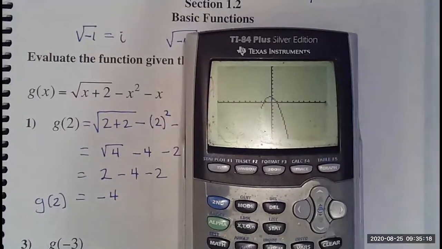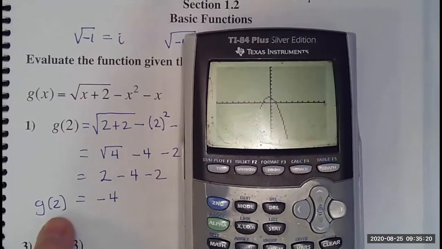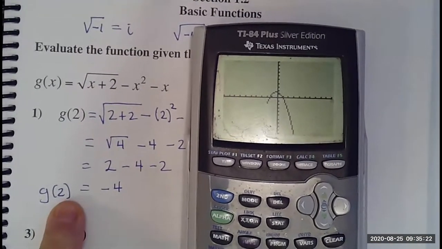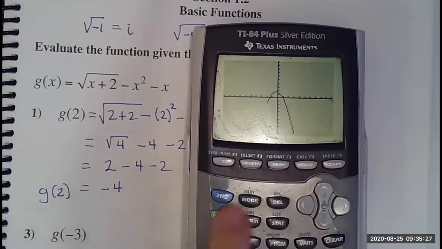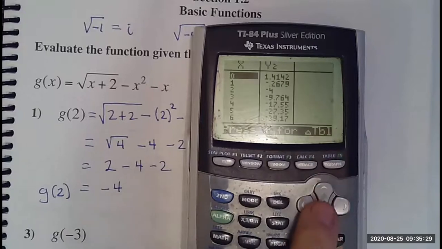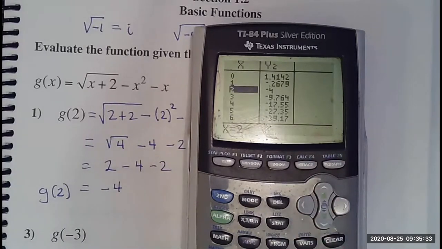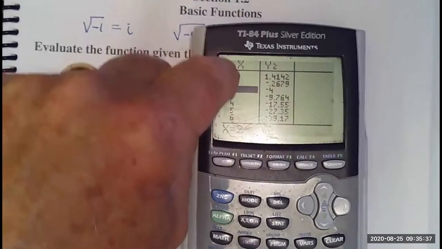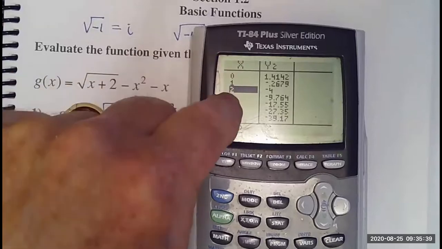Now, in my calculator, I have a way of checking this, by the way. A couple different ways. If I go into my table up here, I can look for the number 2. There it is, and its output. The y's are the outputs, the x's are the inputs. The x's are the domain.